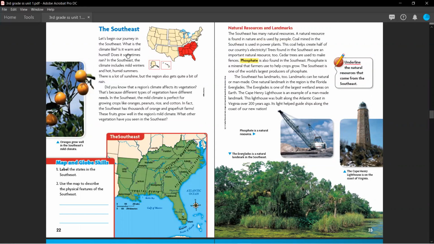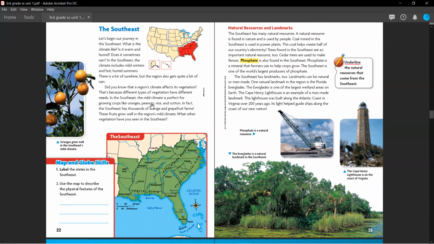Let's begin our journey in the Southeast. What is the climate like? Is it warm and humid? Does it sometimes rain? In the Southeast, the climate includes mild winters and hot, humid summers. There's a lot of sunshine, but the region also gets quite a bit of rain. Did you know that the region's climate affects its vegetation? That's because different types of vegetation have different needs.